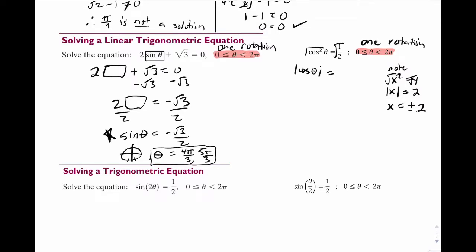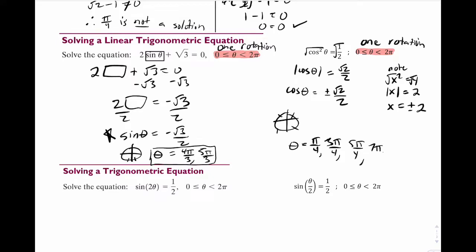And this will be the root of a half, which is root 2 over 2. And then you get cosine theta equals plus or minus root 2 over 2. And there you go. We just solved it. Think of your circle. That's going to be all the 45-degree answers. So theta is going to be pi over 4, 3 pi over 4, 5 pi over 4, and 7 pi over 4. I know a lot of you are very comfortable with degrees, but notice how radians is actually pretty easy because all the denominators are going to match.